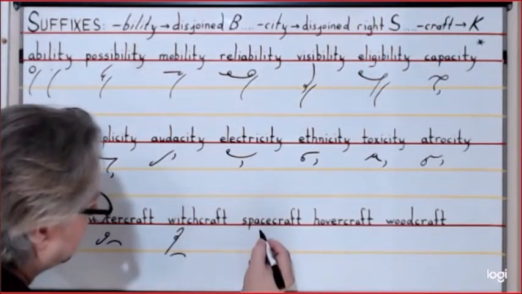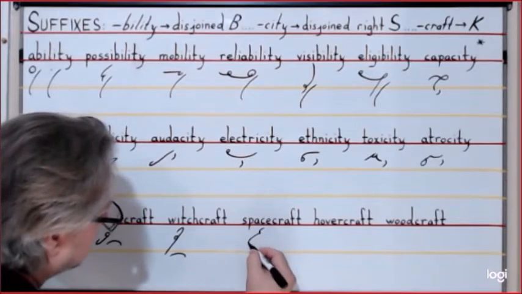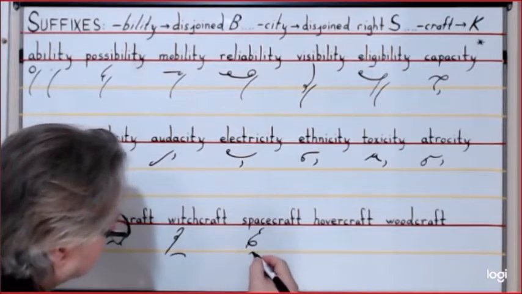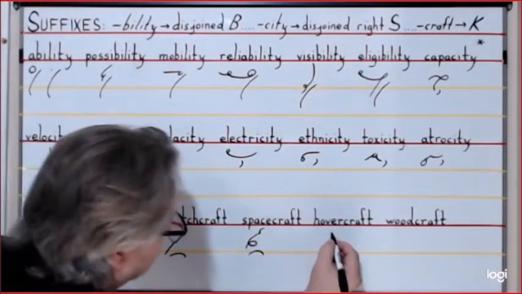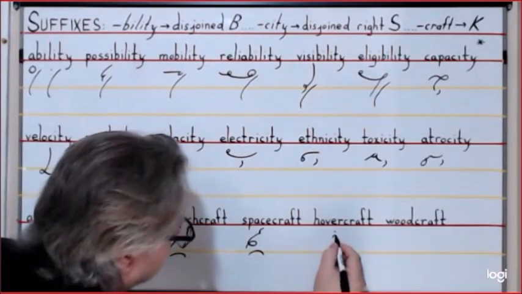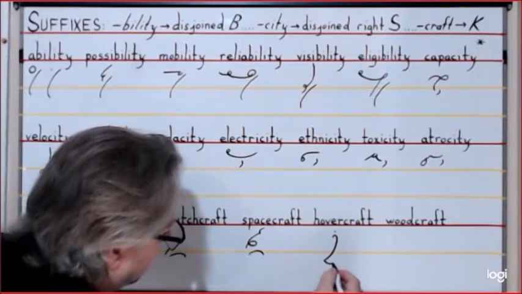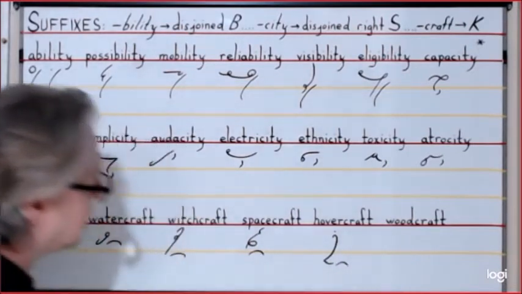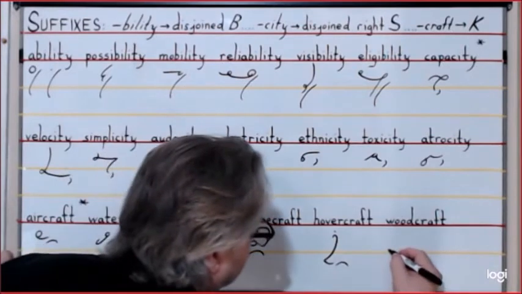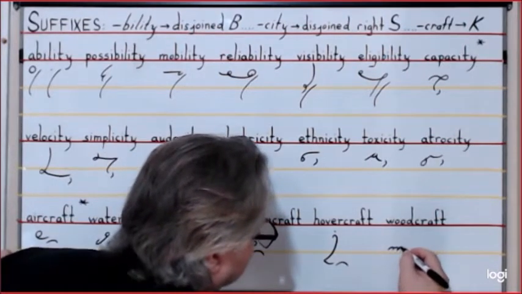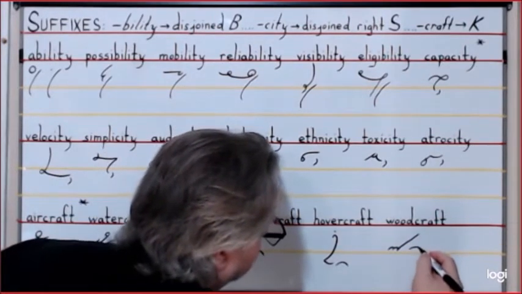Spacecraft is S-P-A-S, disjoined K. Hovercraft would be a dot for the H, a U, V, R, then a disjoined K. And finally, woodcraft would be a U, D, then a disjoined K.